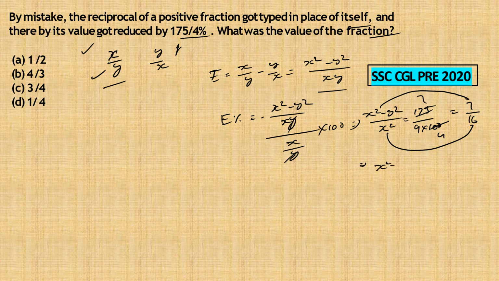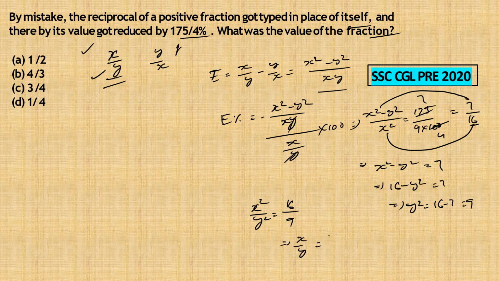I'll write here x square minus y square is equals to 7. If you substitute x square is equals to 16 in here, 16 minus y square is equals to 7. That implies y square is equals to 16 minus 7 equals to 9. We need to find the value of x by y. X square by y square: x square value is 16 and y square value is 9. That implies x by y is equals to 4 by 3 if root is eliminated, okay? That is option number B.